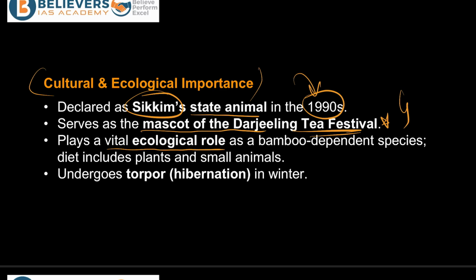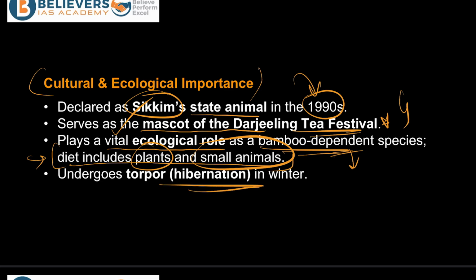Talking about the ecological role of the species, since it mostly depends on bamboo, it is a very vital and key indicator for the ecological representation of bamboo species. It also plays a very important role in defining the ecosystem, concerning other bamboo-dependent species as well. Talking about its diet, the red panda's diet includes plants and also some small animals. Another fascinating feature is that it undergoes torpor, or hibernation.